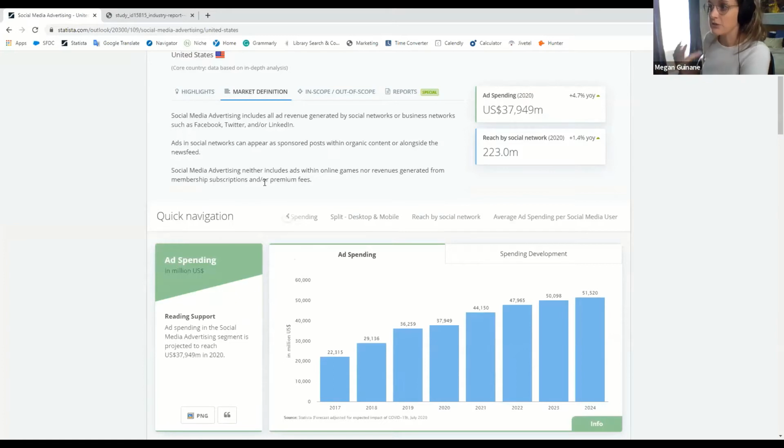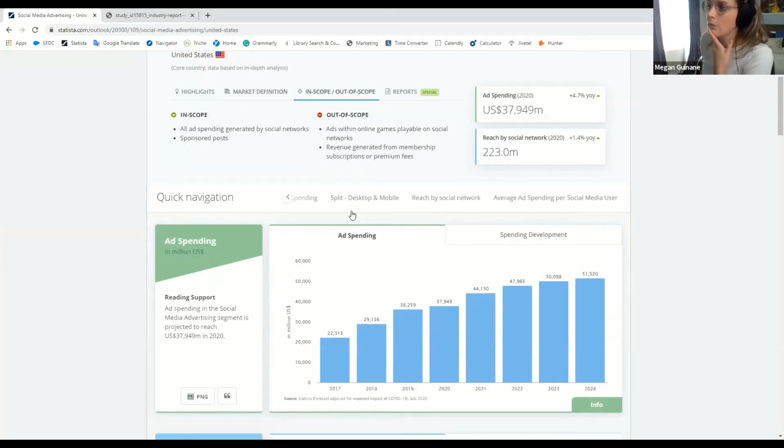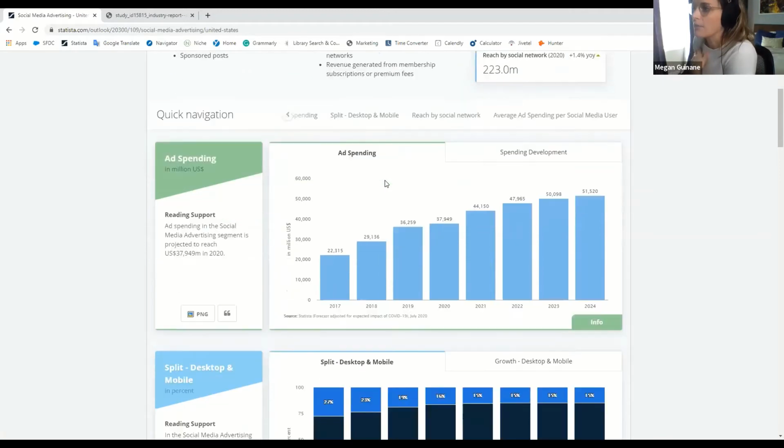Ad revenue generated by social networks or business networks like Facebook, Twitter, or LinkedIn. What's included? All ad spending, as well as sponsored posts. But we're not including ads within online games. So those ads when you are playing solitaire that keep coming up, that's not included, or revenue generated from membership subscriptions or premium fees.